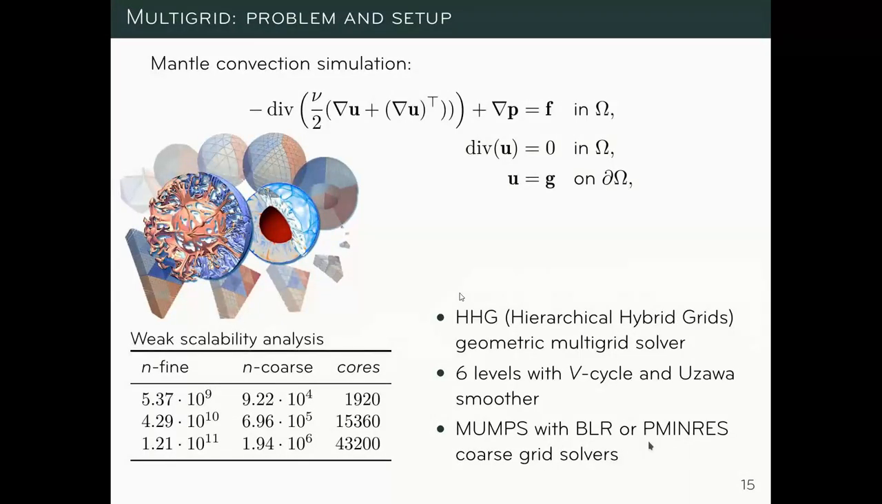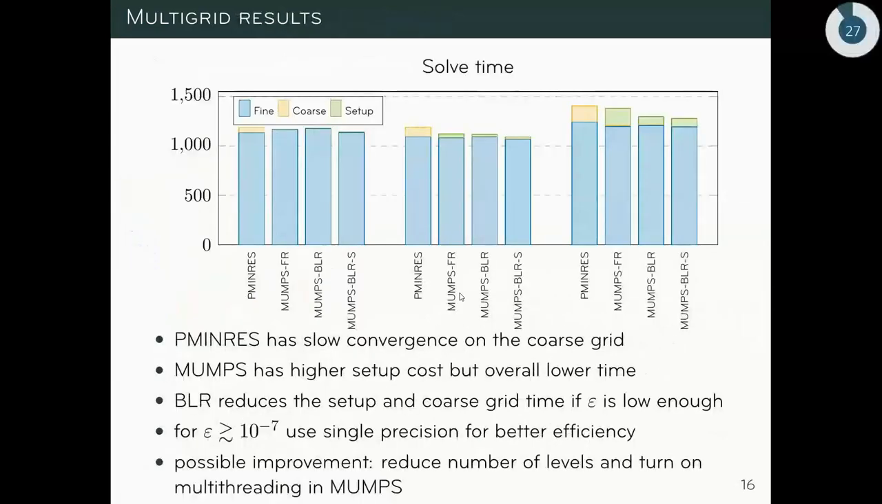Now let's see the experimental results. So here you have three groups of bars, one for each problem, but maybe we can just focus on the larger problem here, which is a very huge problem, which has 100 billion unknowns.